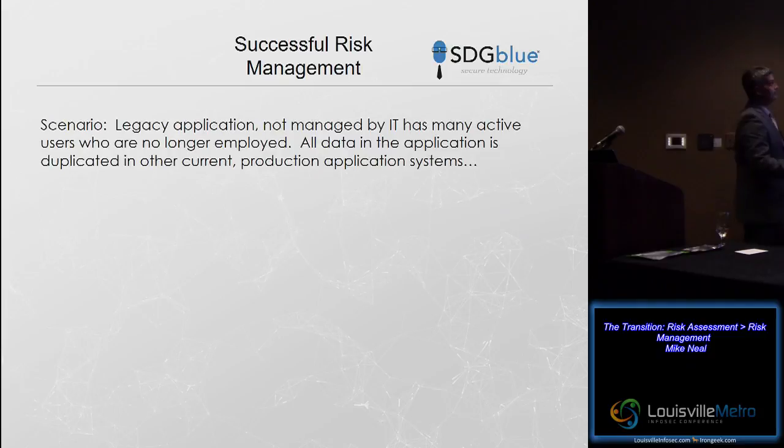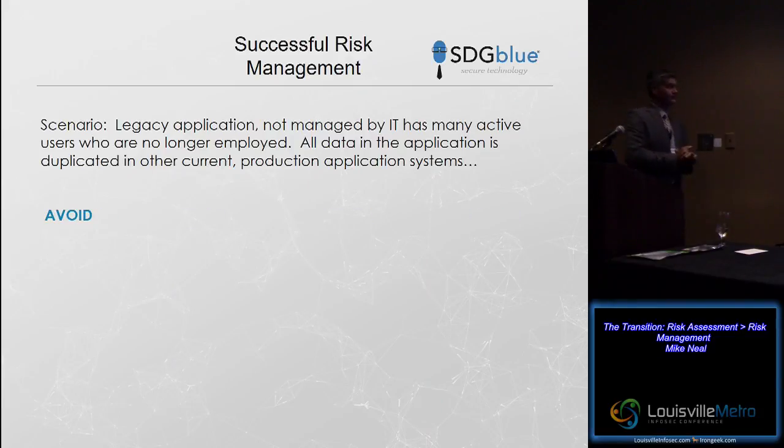So here's the scenario. I've got a legacy application not managed by IT, has many active users who are no longer employed. All data in the application is duplicated in other current production application systems. Anyone want to say what you would do with this risk with one of those 4 treatment strategies? Avoid, turn it off. Good answer. Participation makes my job easier up here.